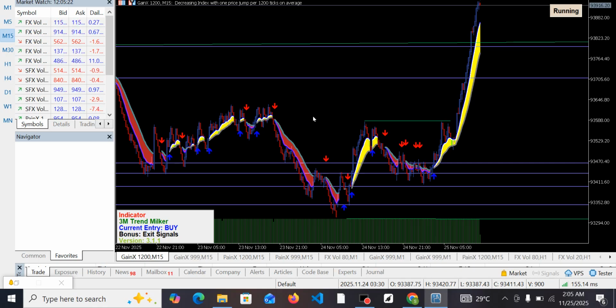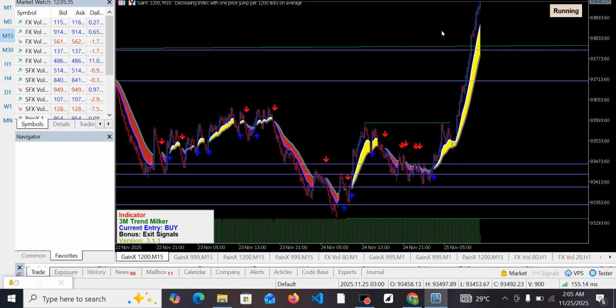Okay, and for those of you who followed my videos, I said once this breaks out from here, then it's going to buy more. Okay, and as you can see, it broke out and it buys more. So this is fully on uptrend at this moment. This is Gain X 1200. So this is very, very important. So let's go back to what we have for today.